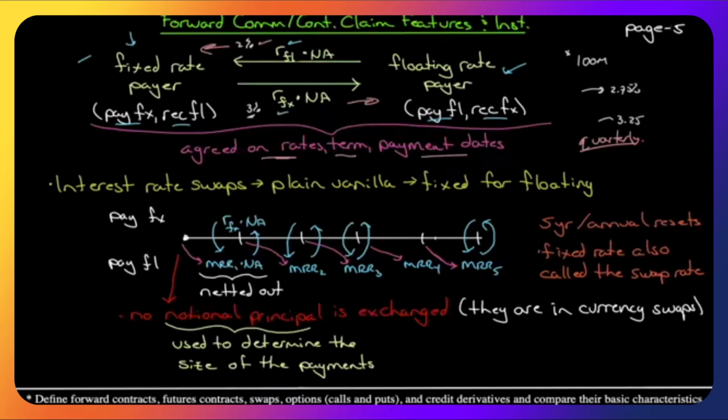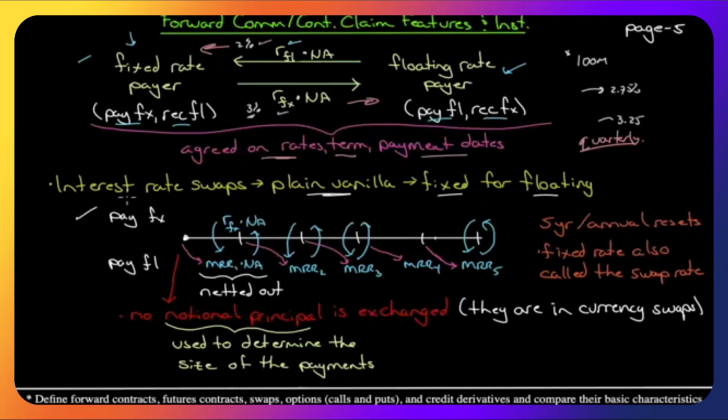Let's look at the different types of swaps that we have. Interest rate swaps are the most common. The plain vanilla interest rate swap specifically refers to a fixed for floating interest rate swap. So if you hear the term plain vanilla, that means there's nothing exciting about this. It is the common fixed for floating swap.